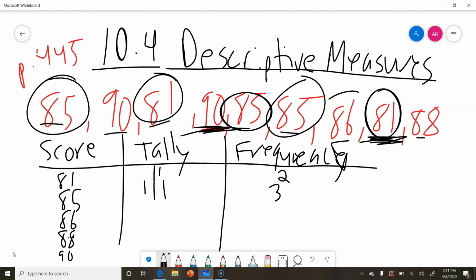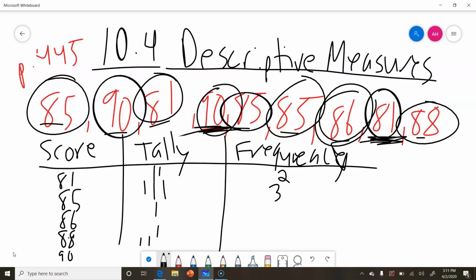Then we look at 86. There's just one of them. We have 1 tick mark. There's 1 88, so we just put 1. And there are 1, 2 90s. So we write 1, 1, and 2. Now, that's a frequency table.